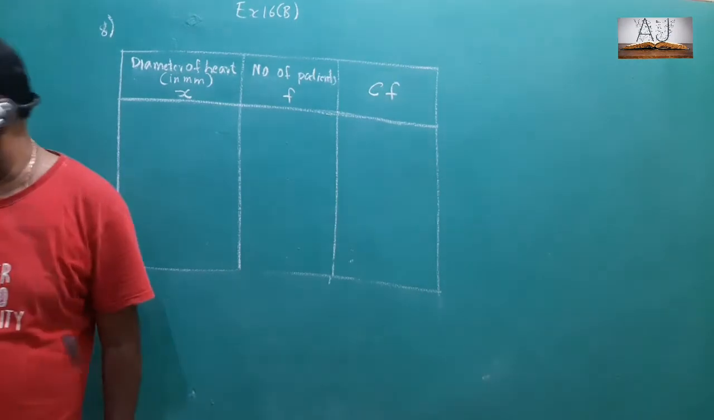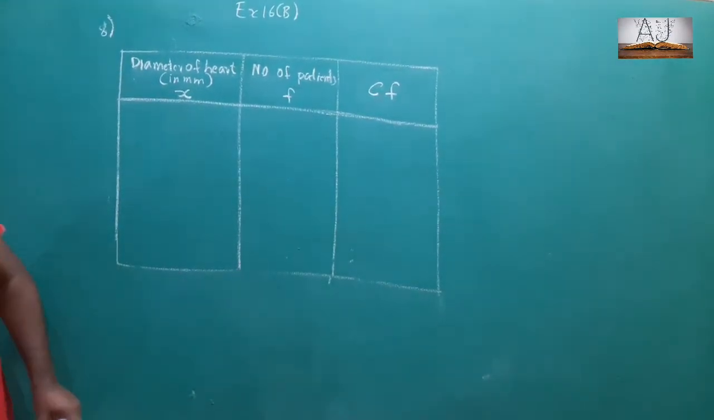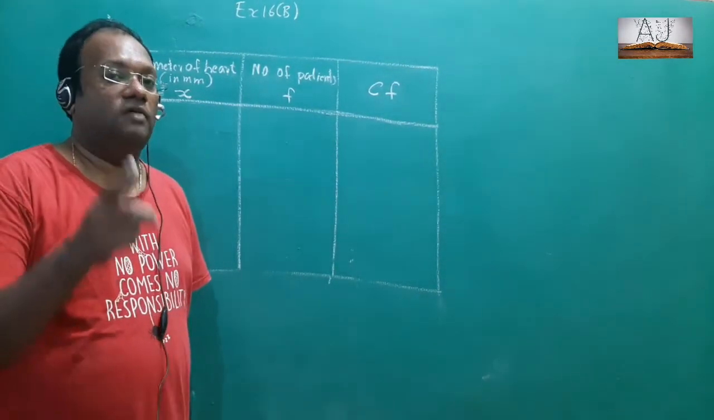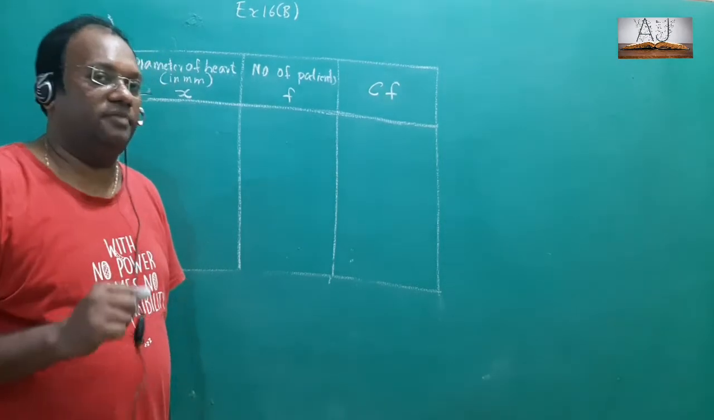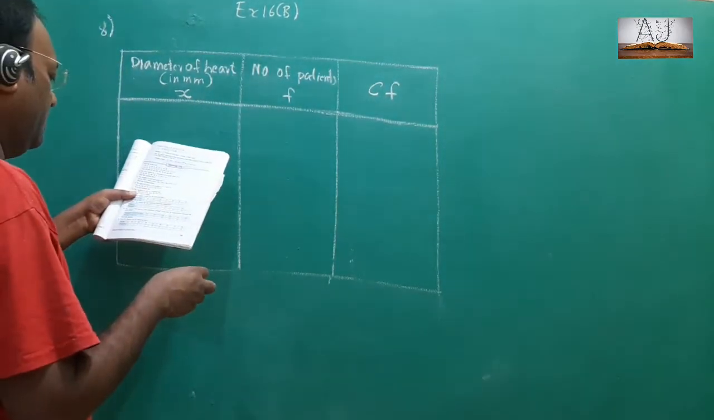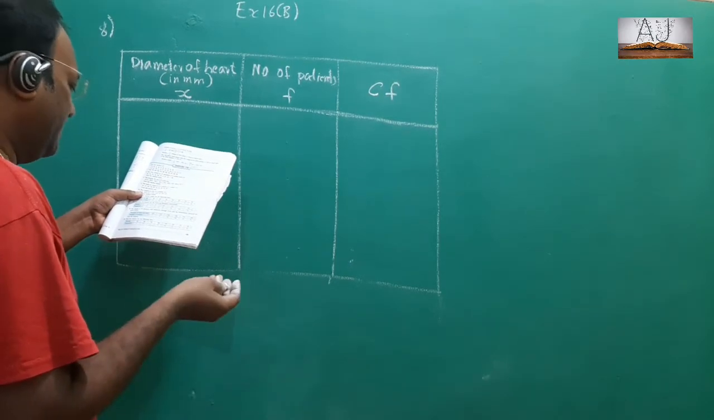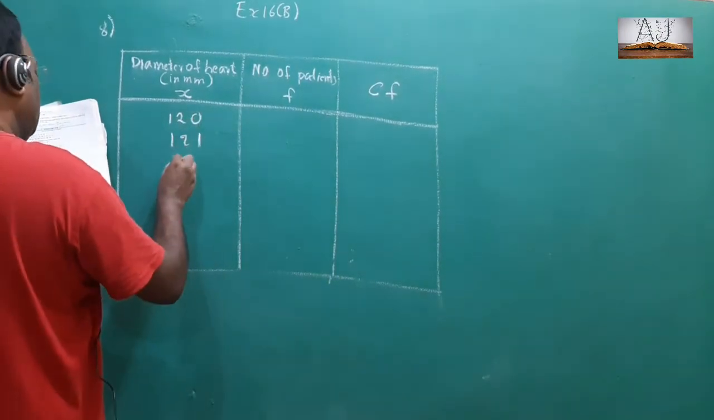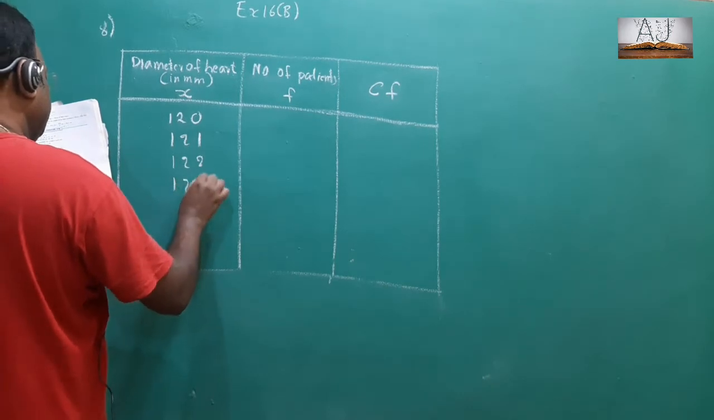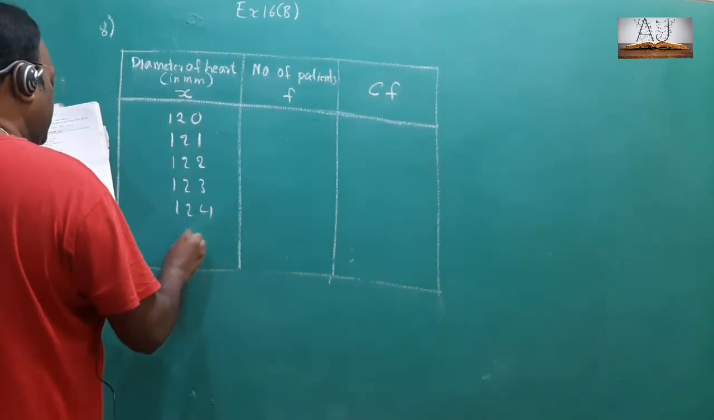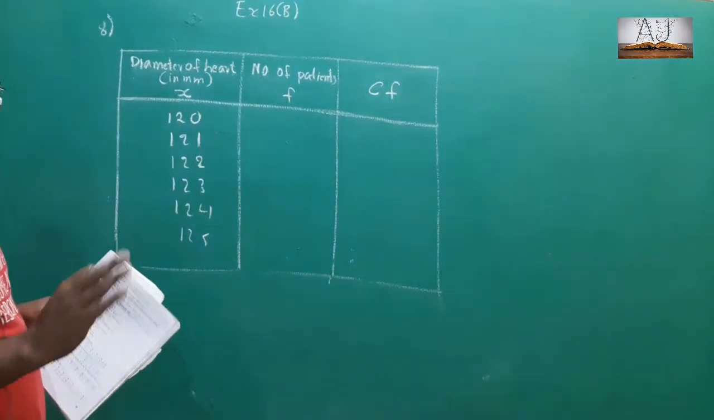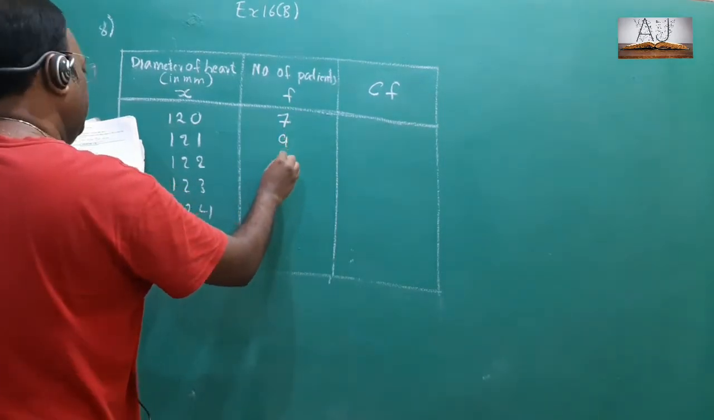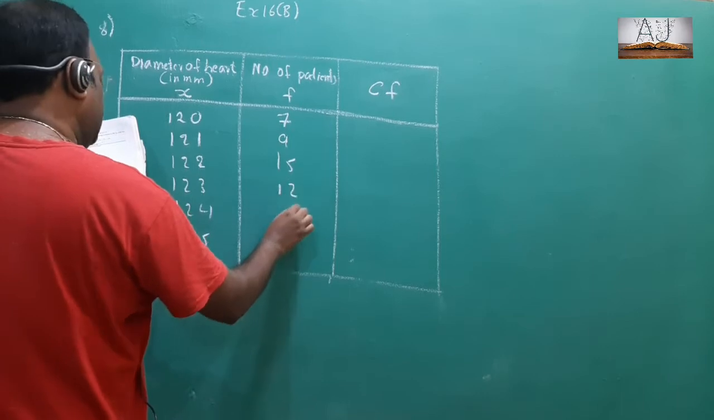First of all, we have to write the diameter of the heart, because we have to find the median diameter of the heart. But remember, as I told you earlier in the previous question, you have to arrange them in ascending order, then only you can get the median. The lowest one is 120 only, so it's already arranged here. So 120, then 121, 122, 123, 124, then 125 millimeter. Write their respective frequencies: 7, 9, 15, then 12, 6, and 11.